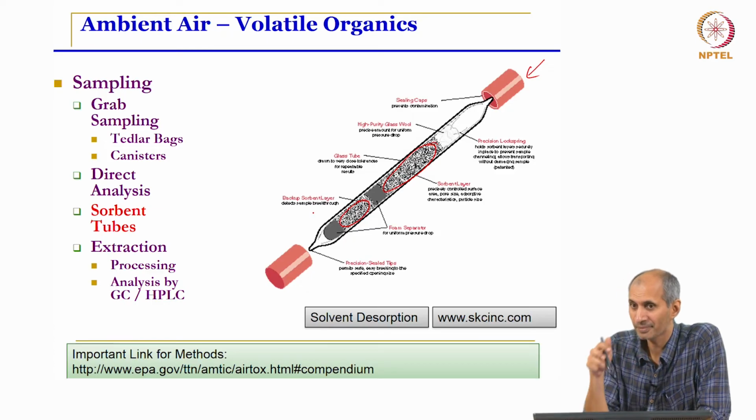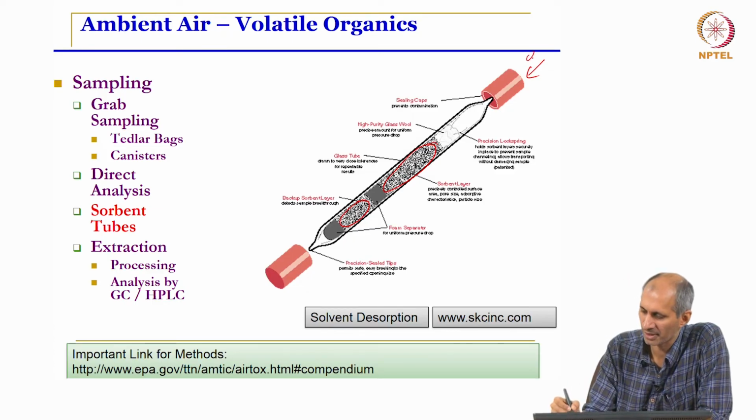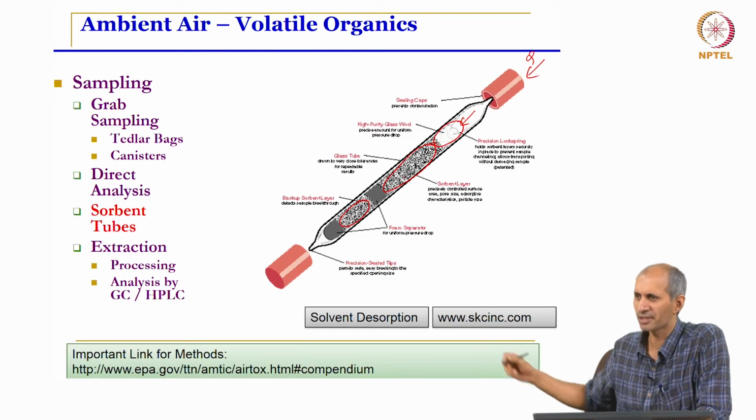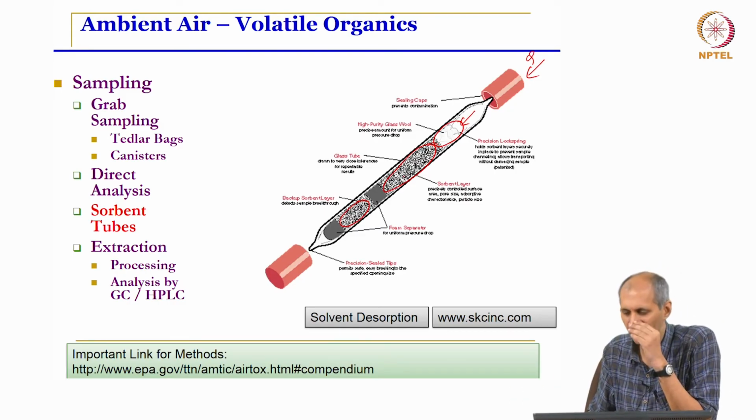Airflow is occurring from here. This is the inlet, and this is a big glass wool filter, which will take out particulate matter. But there are two sections here. Why not have just one long single section and be done with it? Why do they have two sections?